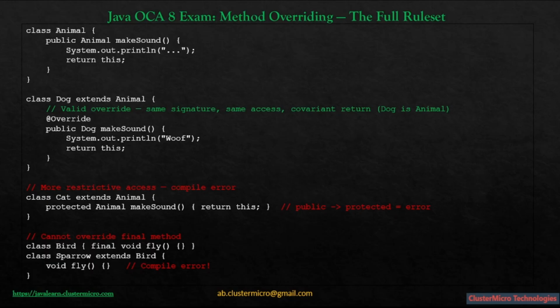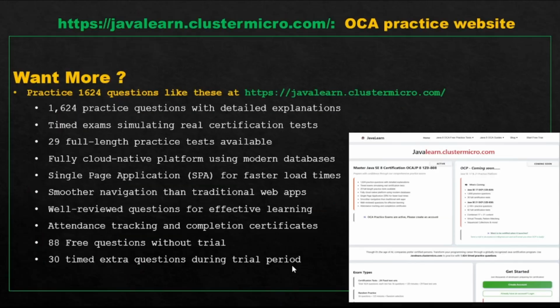Okay, so the complete override rule set is that the same name and parameter list are required. Same or covariant return type required. Narrower is fine, wider is not. Same or more permissive access required. Cannot restrict. Not static. Static methods are hidden, not overridden. Not final. Final methods cannot be overridden at all. All 5 conditions must be satisfied simultaneously. If you miss any of them, then either the override will fail or a compile time error will result.